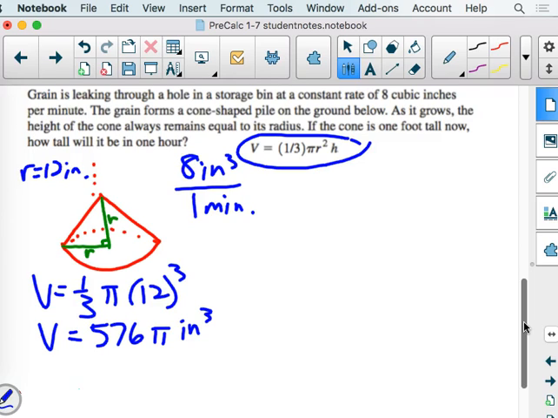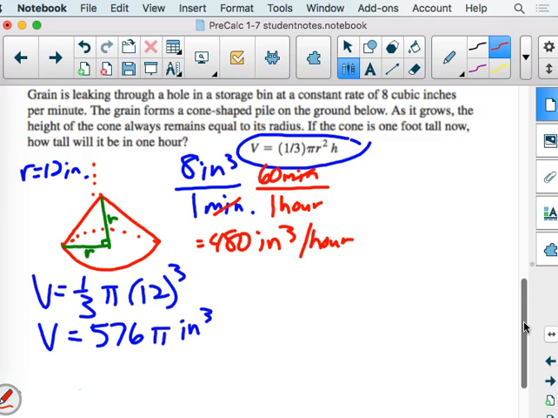We don't want right now. We want to know in an hour what's going to be there. And this is the growth rate that's occurring right now. Well, this is per minute. How many minutes are in an hour? 60. So we're going to go ahead and use a little unit analysis here. And unit analysis means we match up the labels on the top and the bottom so they cancel out. We know that there are 60 minutes in 1 hour. So the minutes are going to cancel here, and we're going to have cubic inches per hour, which is exactly what we want. Now, 8 times 60, that's 480 cubic inches per hour. So that's what's going to be added to this in an hour.